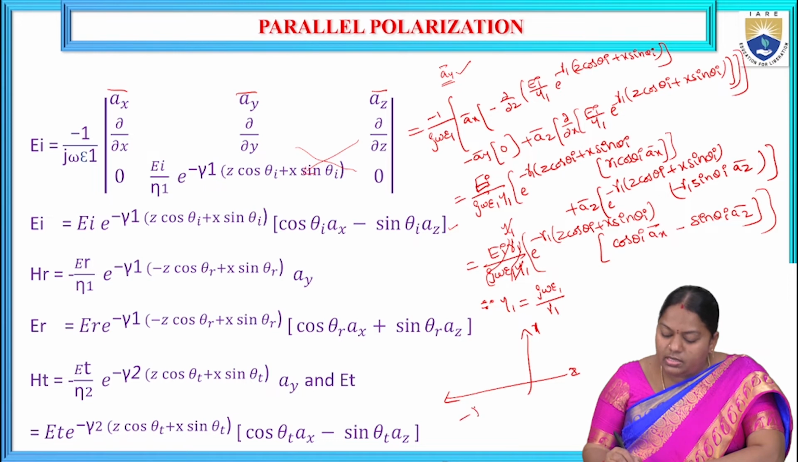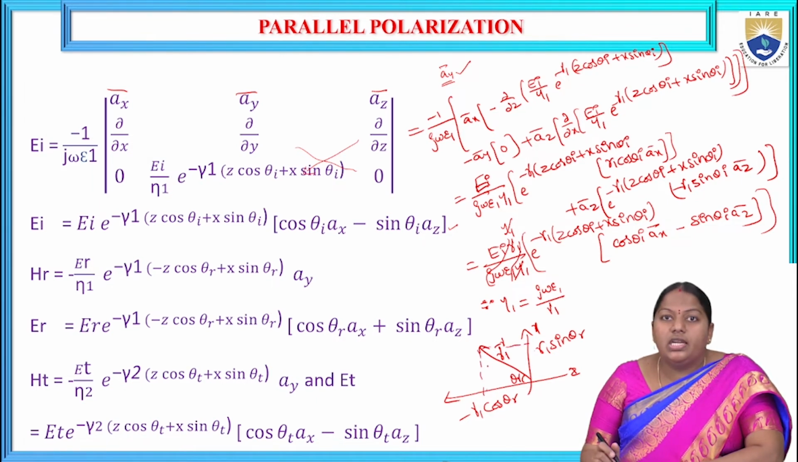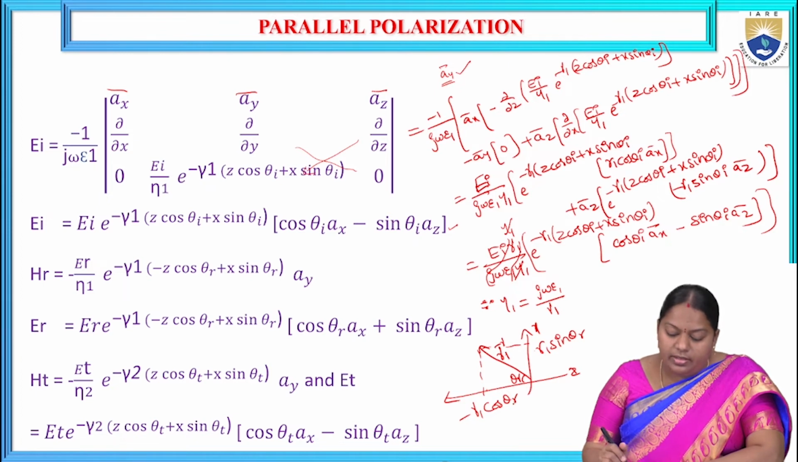If you write minus gamma 1 cos theta r, and here it will be gamma 1 sin theta r, where r stands for reflected wave and the propagation vector for the reflection is this, and the making angle is given by theta r. Okay, so according to the vector addition, if you are going to write the equation, then it becomes minus z gamma 1 cos theta r, means minus gamma 1 cos theta r az plus gamma 1 sin theta r ax, into z vector means z az plus x ax.